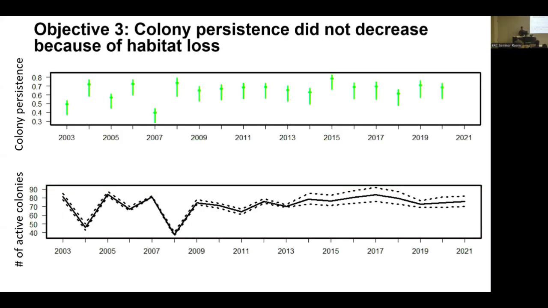And we found that colony persistence didn't really change over time. So basically the probability of birds nesting at an island from one year to the next didn't change overall. And the number of active colonies didn't really seem to change overall either.